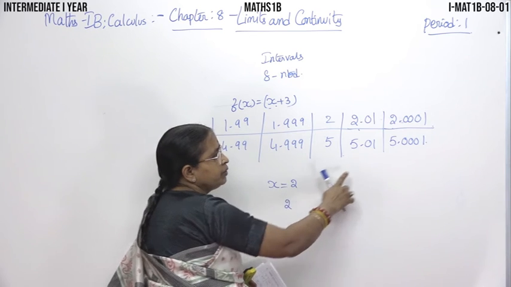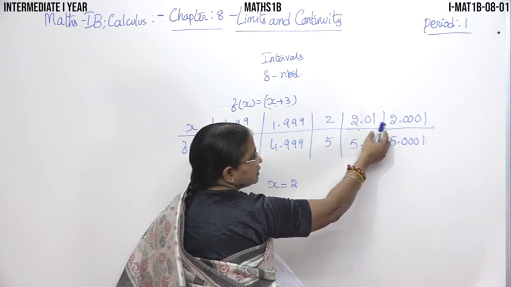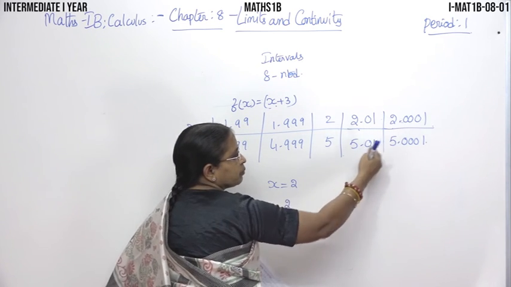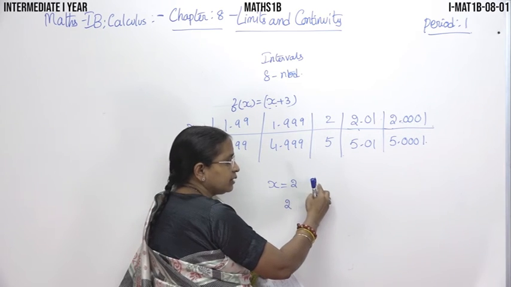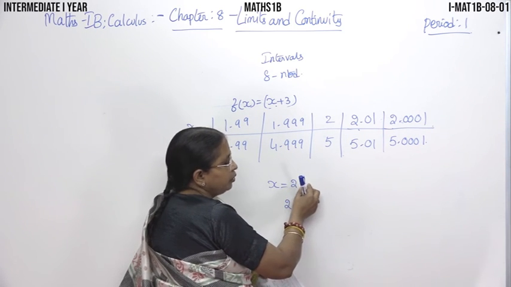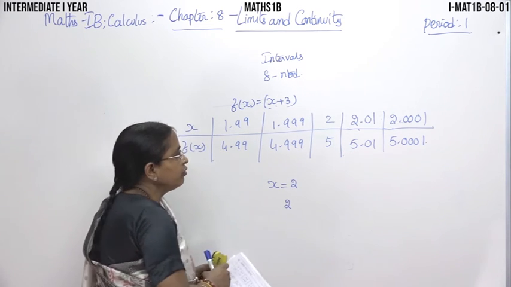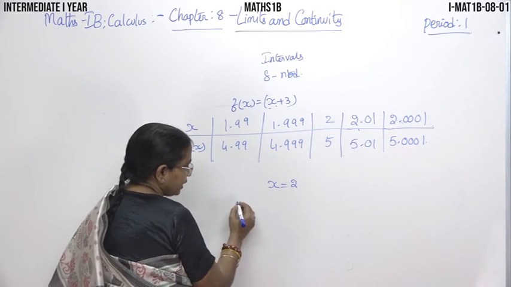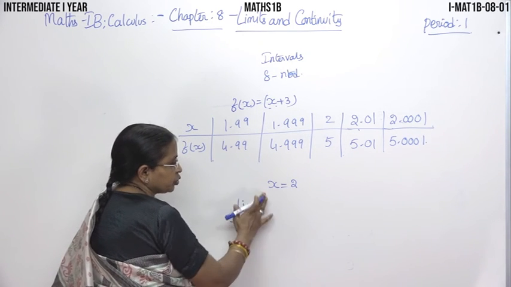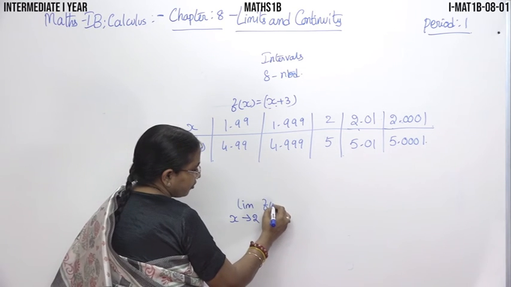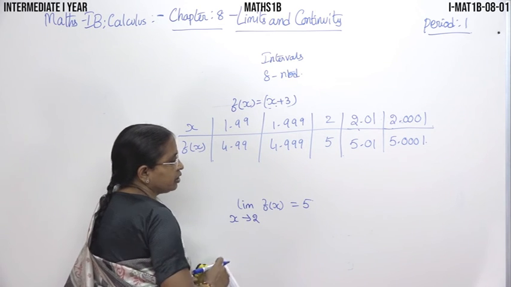it is very nearer to 2. F of x is taking a value which is very nearer to 5. As x approaches 2, x comes nearer to 2 with values slightly greater than 2, f of x is taking the value 5. So we say that limit, we write like this. As x approaches 2, limit x tending to 2 of f of x is equal to 5.